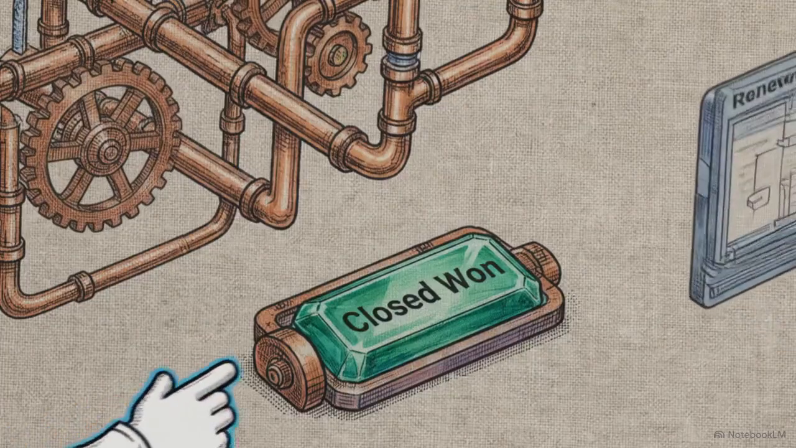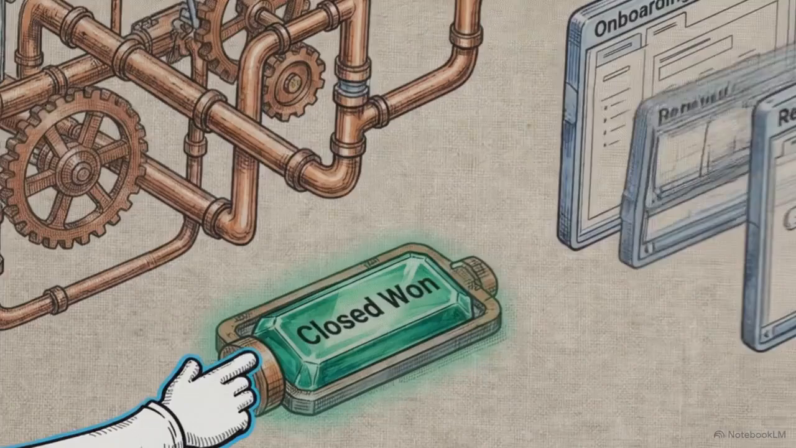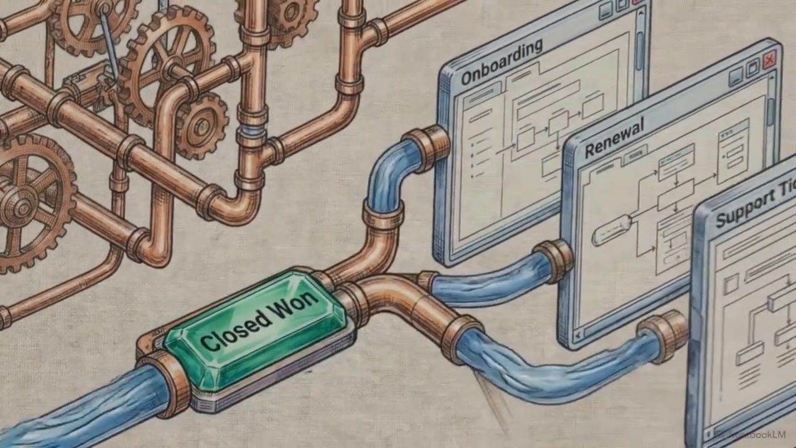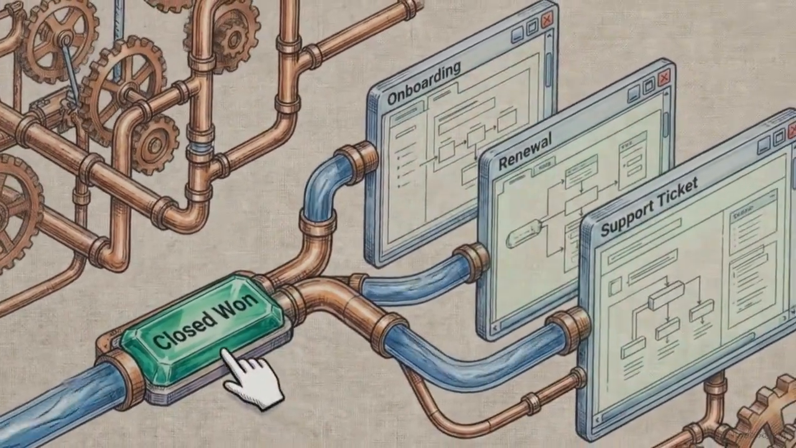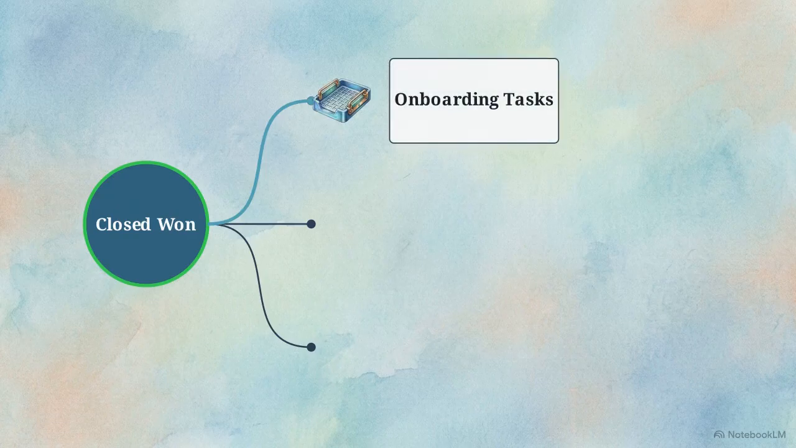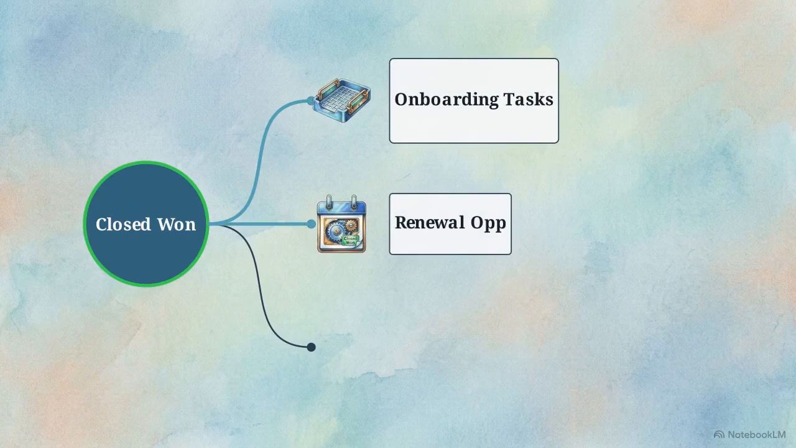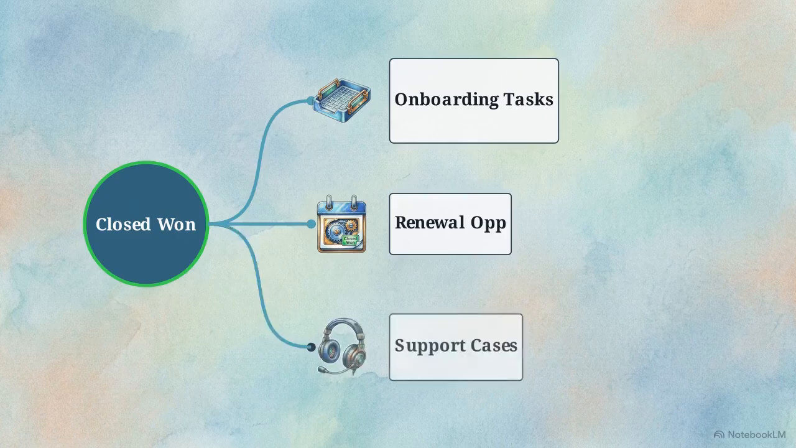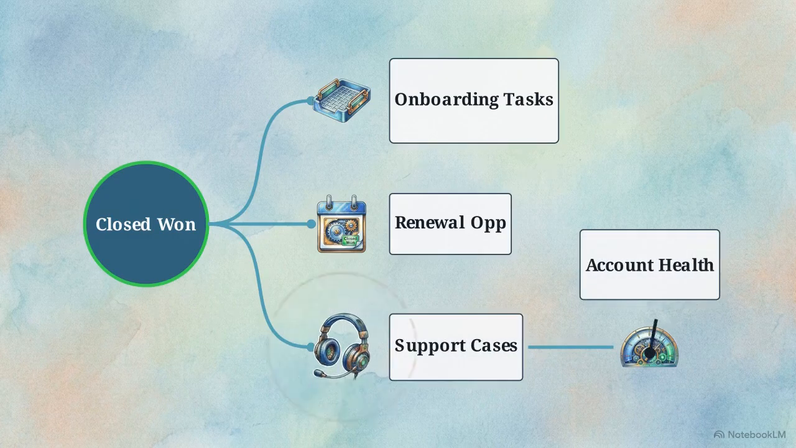The revenue journey continues past the point of sale. In a properly built system, the closed-won status triggers a cascade of downstream processes. We visualize this as an if-then logic tree. Salesforce automation executes actions instantly. Down one branch, the system generates onboarding tasks. Down another, it schedules a renewal opportunity. Meanwhile, post-sale issues are logged as support cases, linking back to the account to track churn.